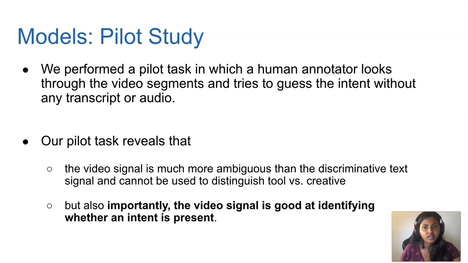To further investigate the situation, we performed a pilot task in which a human annotator looks through the video segments and tries to guess the intent without any transcript or audio. Our pilot task revealed that the video signal is much more ambiguous than the discriminative text signal and cannot be used to distinguish tool versus creative intent. But also importantly, the video signal is good at identifying whether an intent is present or not.